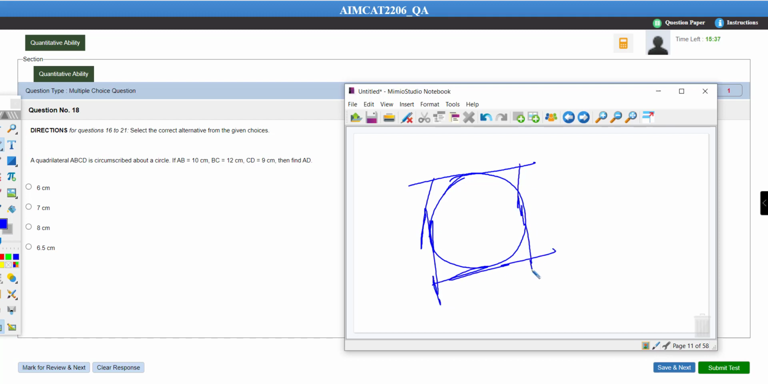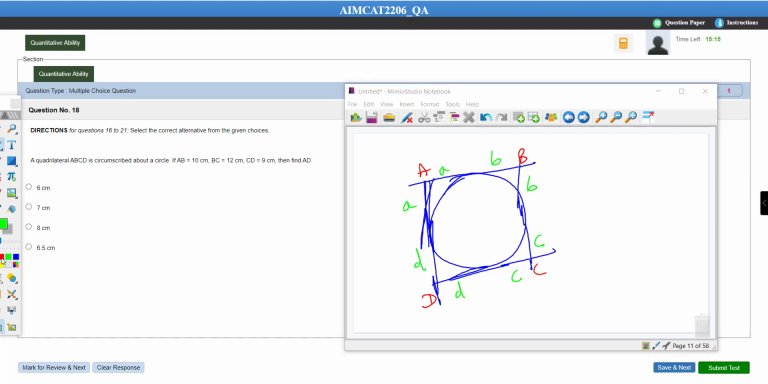Okay, so now look here. Now if this is small a, this is small a. This is ABCD. If this is small a, this is small a. If this is small b, this is small b. Small c, small c, small d, small d. Tangents drawn from any point to the circle are equal.